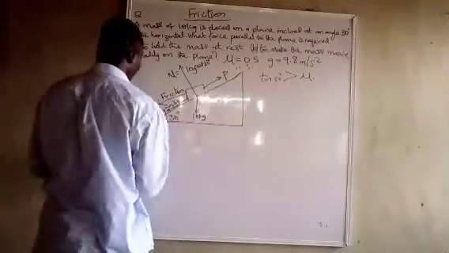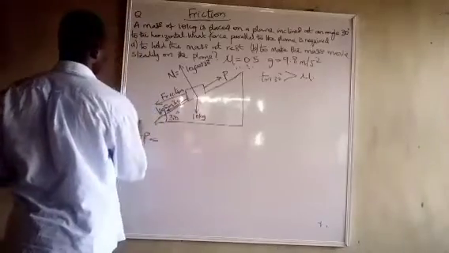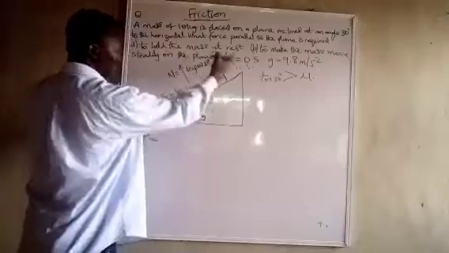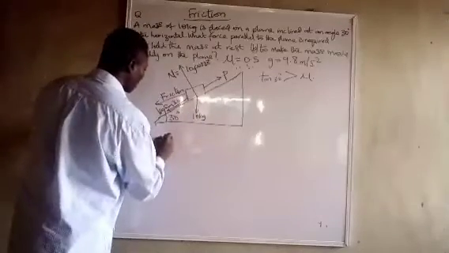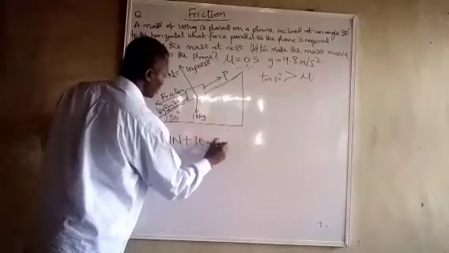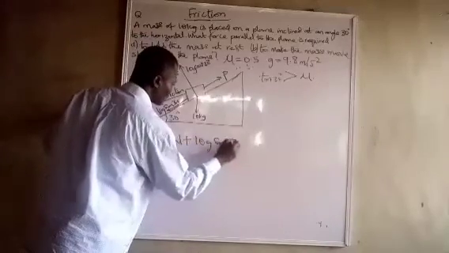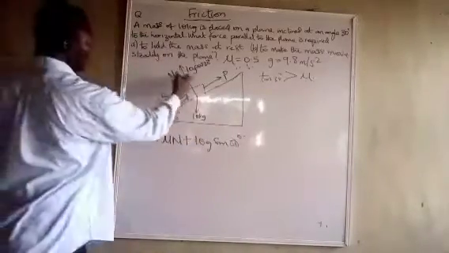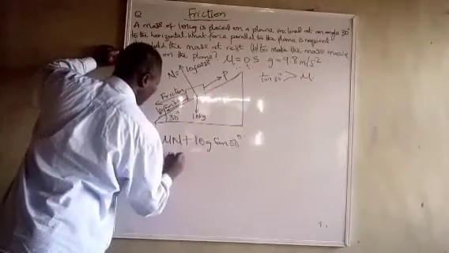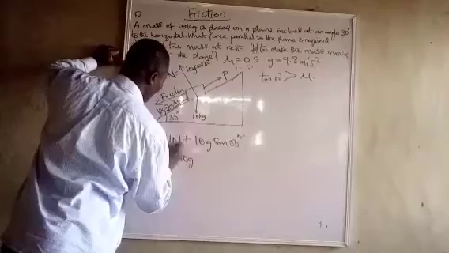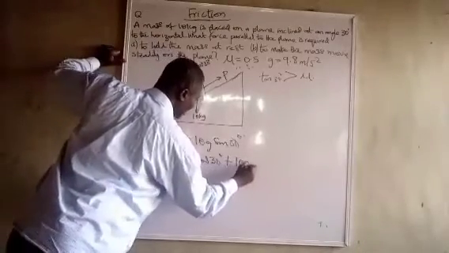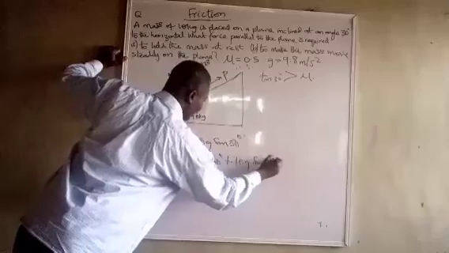So P, this is the force that moves it steadily on the plane. It will now be equal to P. There is no acceleration. P will be equal to mu N plus 10g sine 30 degrees. And we have N is 10g cos 30, mu is 0.5. So which is 0.5 times 10g cos 30 degrees plus 10g sine 30 degrees.